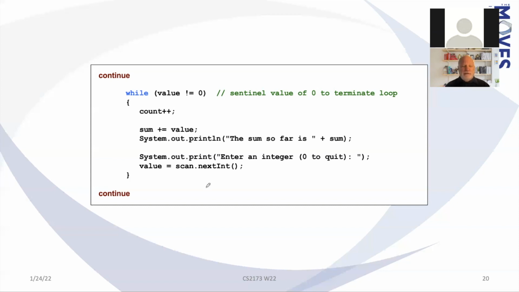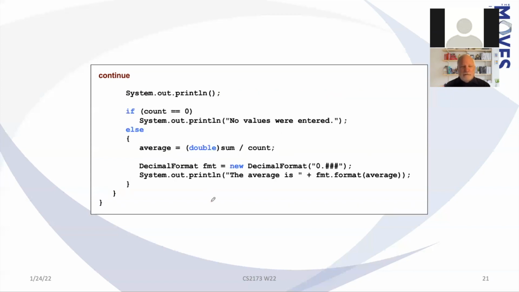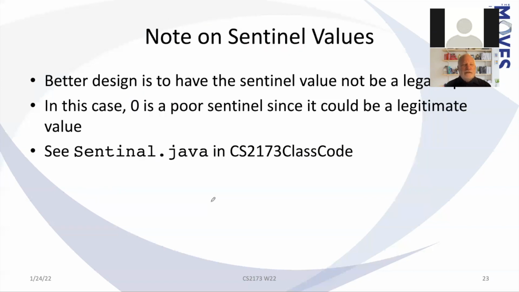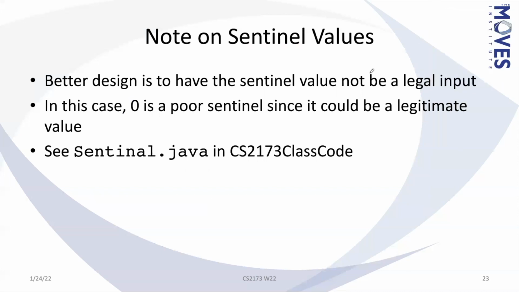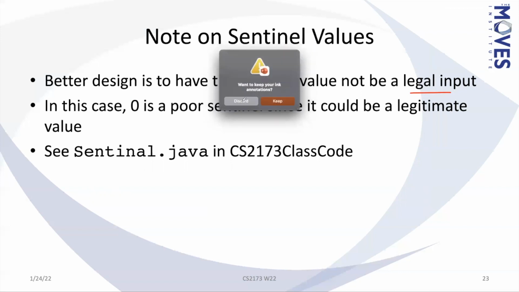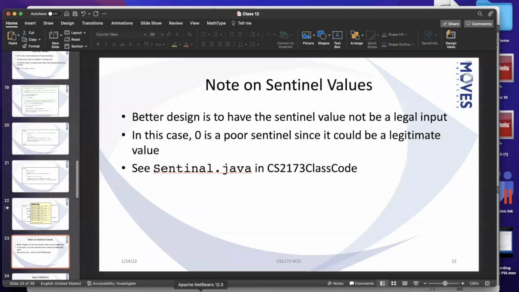Okay, so a better design is to have the central value not be a legal input. In other words, the problem is that 0 is not a good central value because it could be a legitimate value. Okay, so what is the alternative? The alternative is to have a sentinel value that cannot be legitimate no matter what.